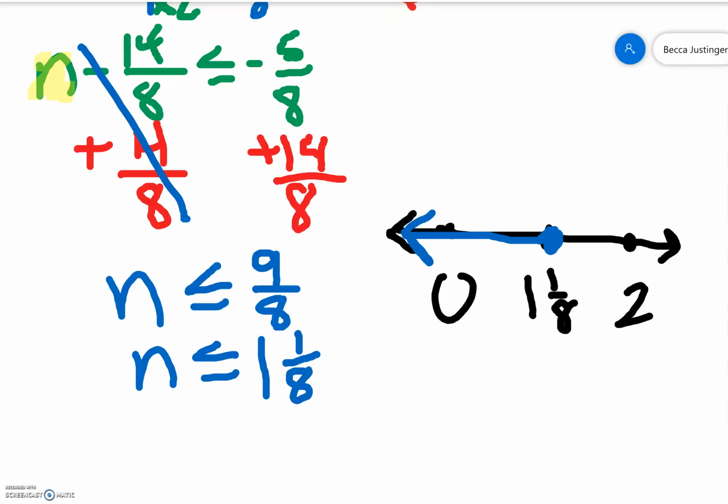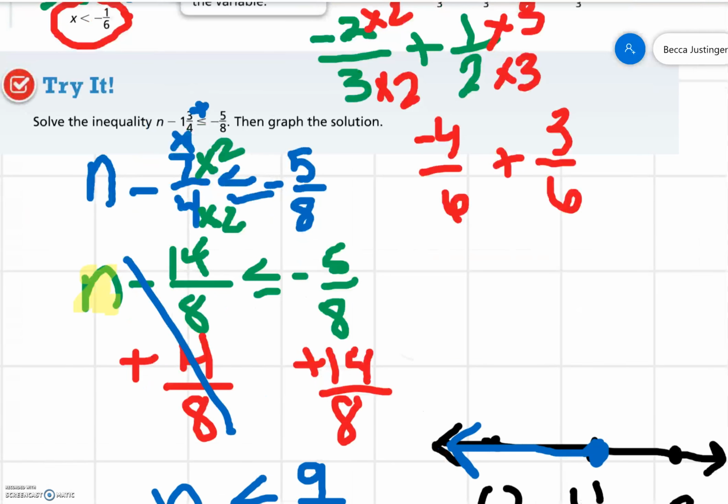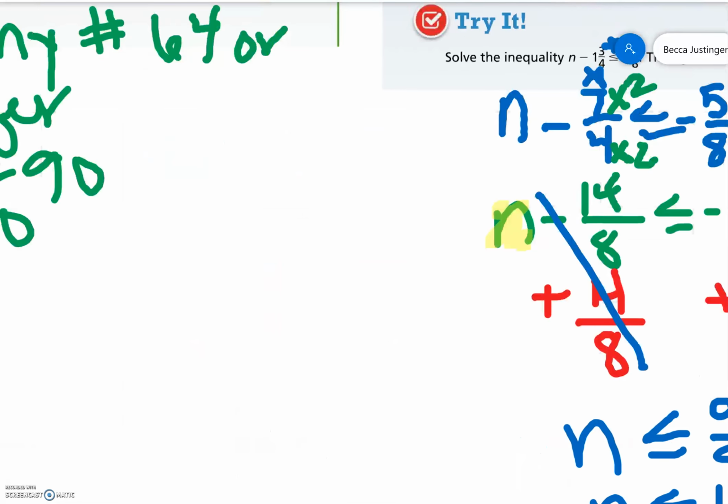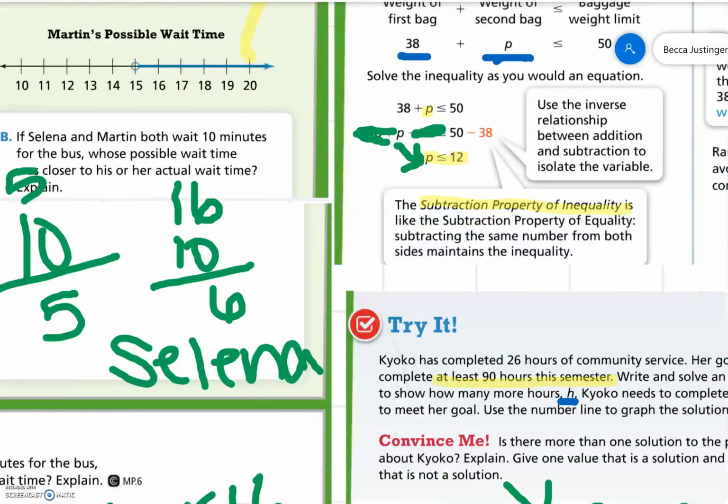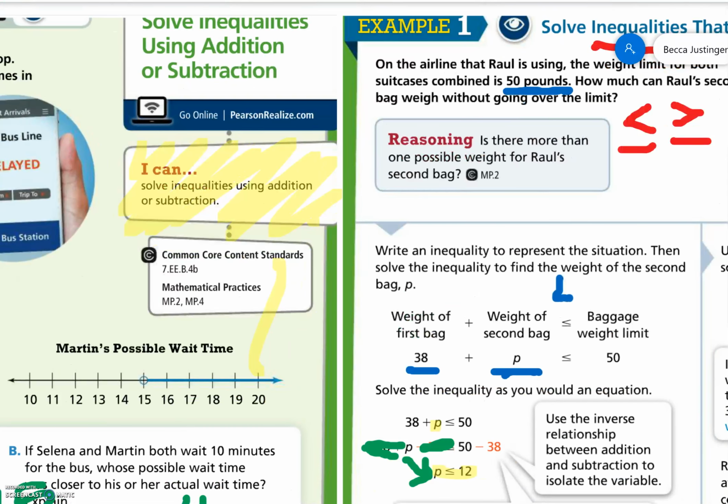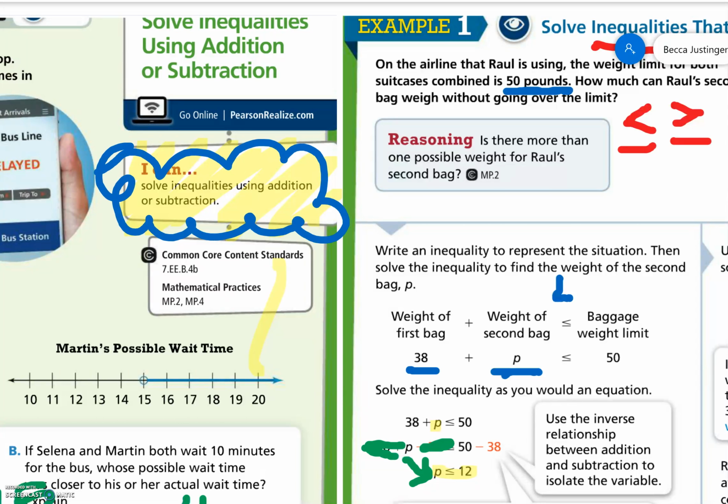All right, 7th grade, let's say it. Okay, I can solve inequalities using addition or subtraction.